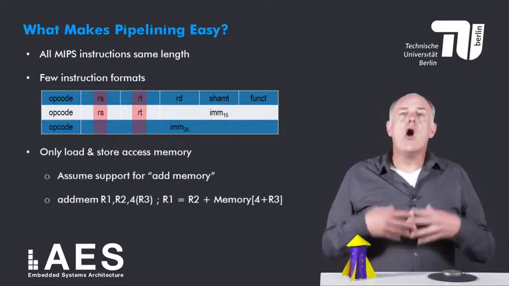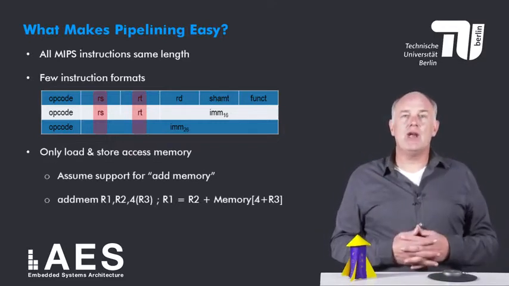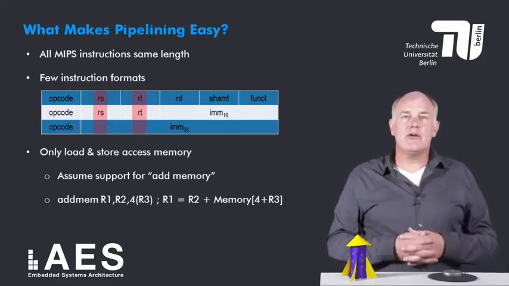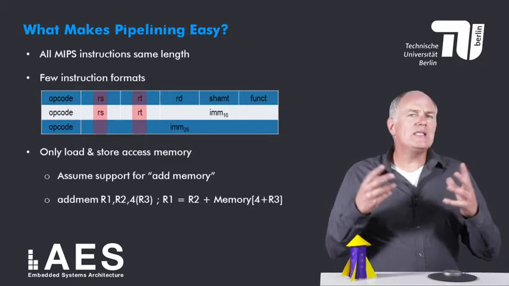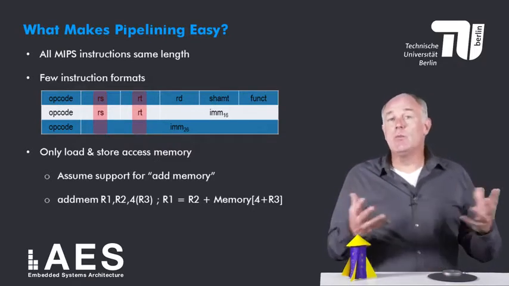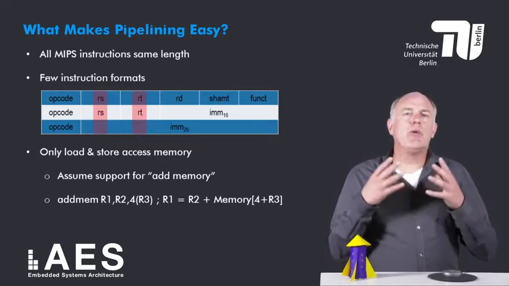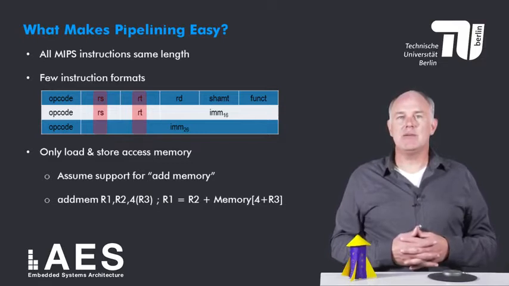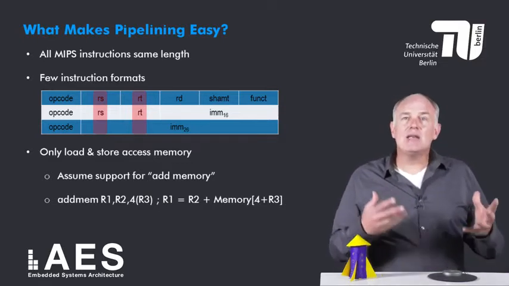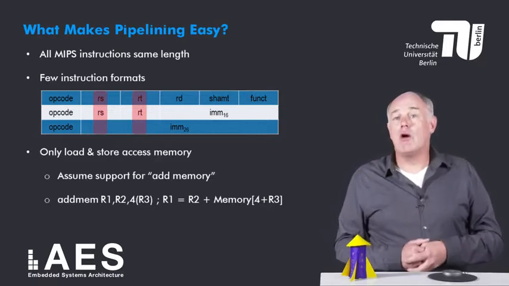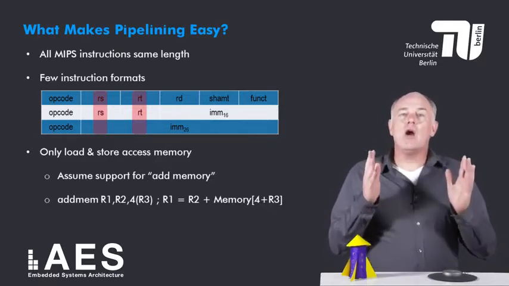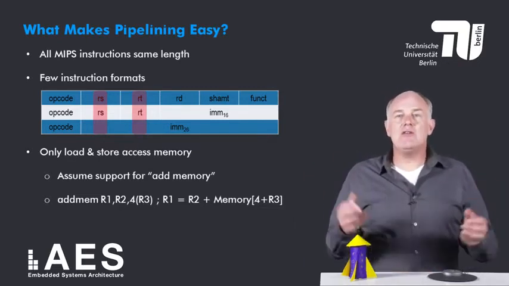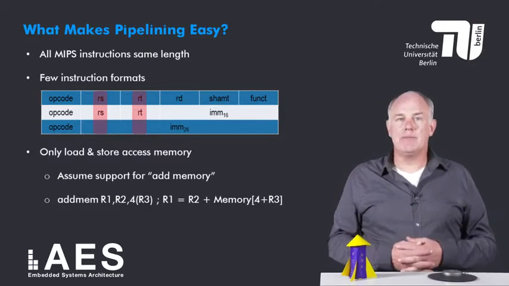Third and finally, only loads and stores access memory. To process data in memory, it needs to be loaded into a register first. To explain why this makes pipelining easy, let's assume by contradiction that our processor would support an add memory instruction where one of the source operands can be a memory location. For example, the add mem R1, R2, 4, R3 shown here would mean R1 becomes R2 plus the contents of the memory location whose address is given by 4 plus R3.